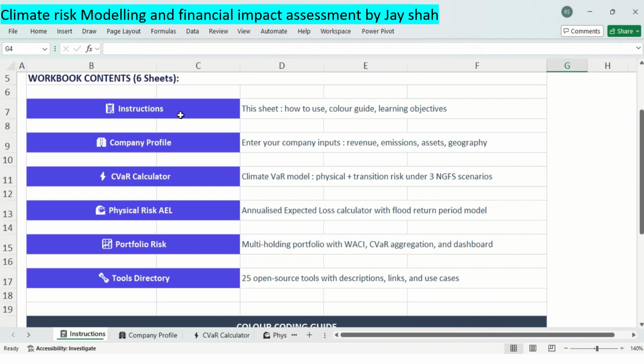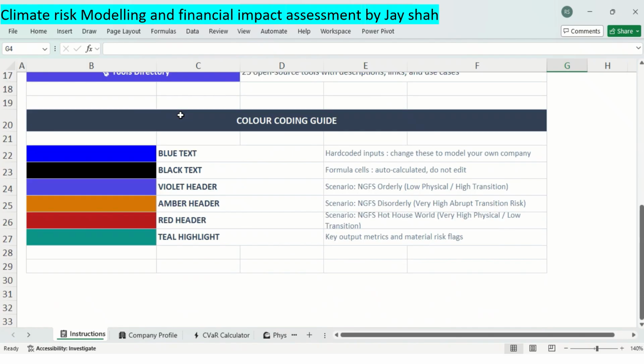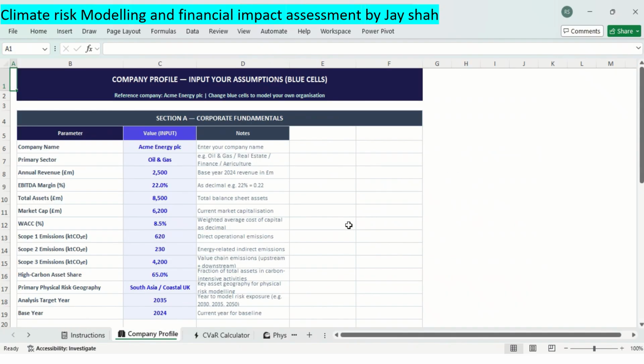The column headers use three colors corresponding to the three NGFS scenarios that I've used: violet for orderly, amber for disorderly, and red for hothouse. So let's move to the company profile sheet.